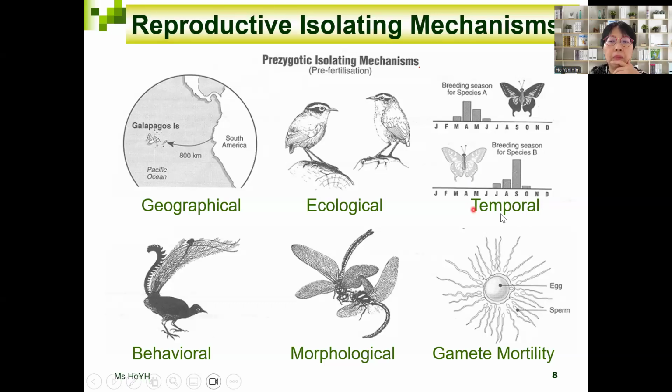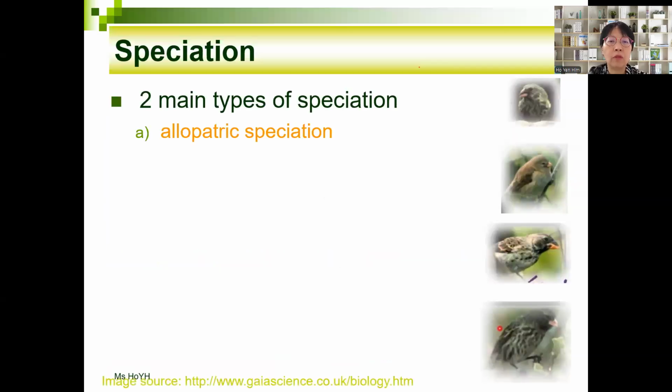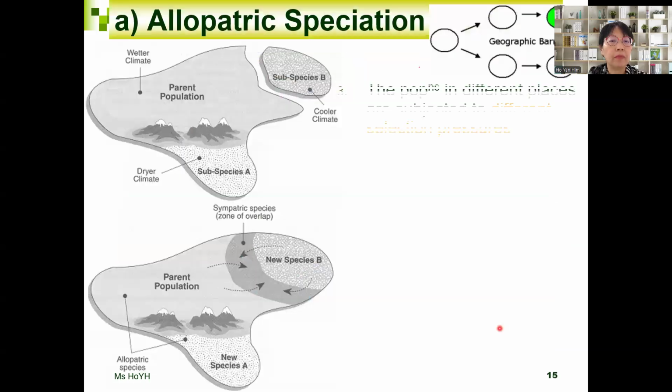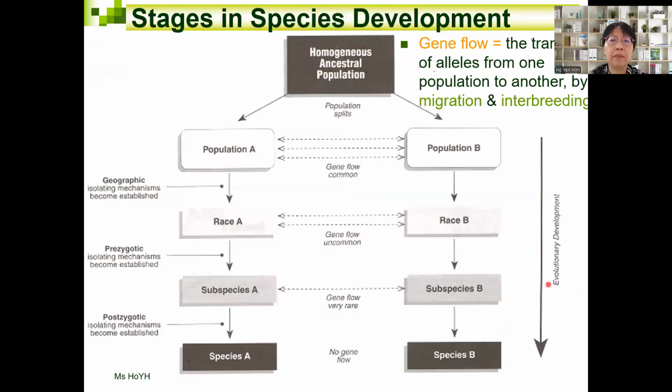Then temporal means the mating season is different. Behavioral means the mating call is different. Morphological means the copulation organ is different. Gamete motility means the sperm that goes into the female reproductive organ cannot survive, so they die. So all these will cause the two races to become two different subspecies. Sorry, it's actually subspecies. So two different subspecies arise because of the pre-zygotic isolating mechanism.